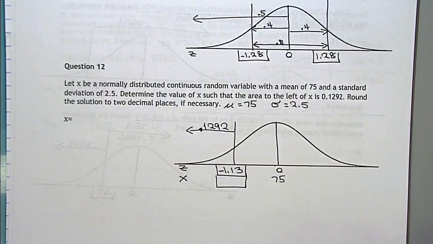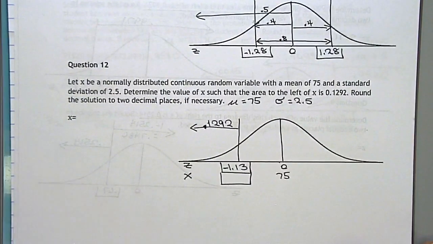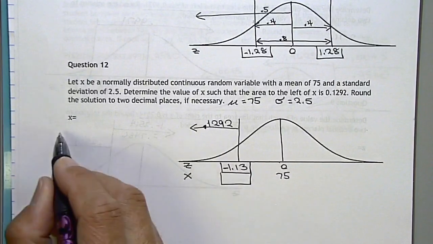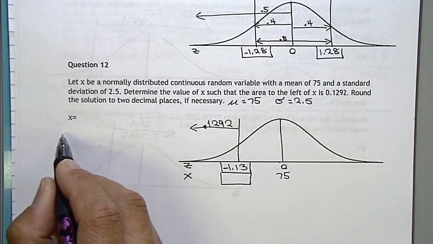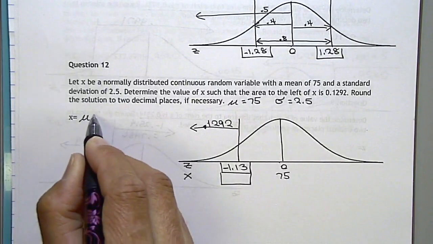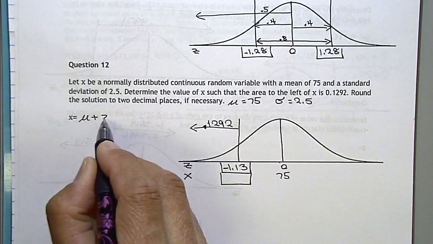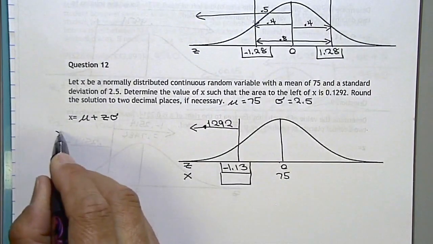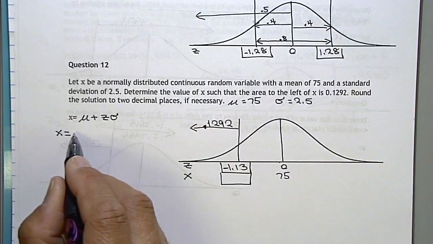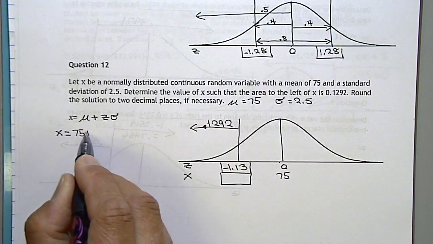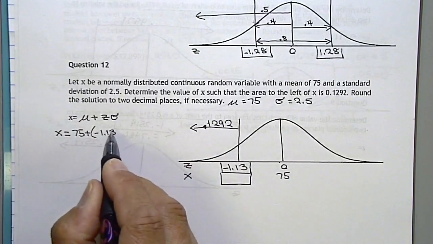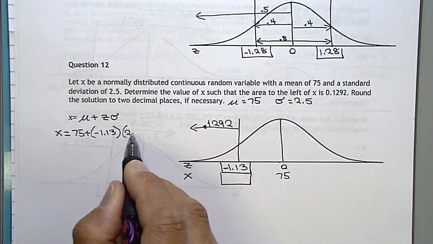Now I have a calculation. I have the second formula that you have in this chapter. You only have two. How do you calculate X values when you know the mean, the standard deviation, and the z-score? Well, the calculation is X is equal to the mean plus the z-score times the standard deviation. That's your calculation. It's not hard. So X is going to equal that mean, which is 75, plus, well, I've got a negative z-score, negative 1.13, times my standard deviation of 2.5.